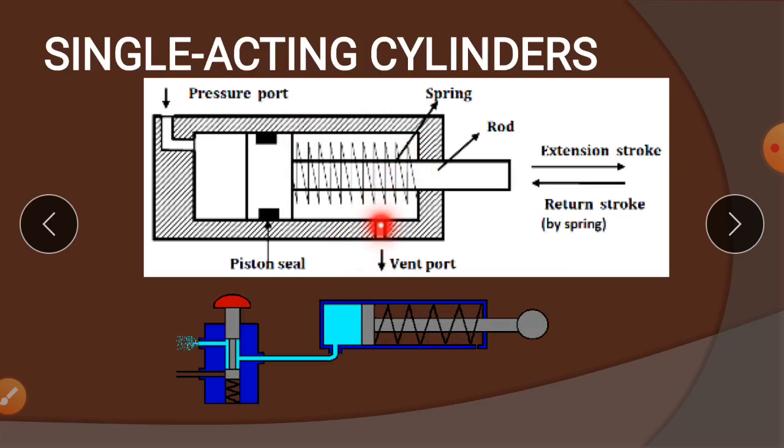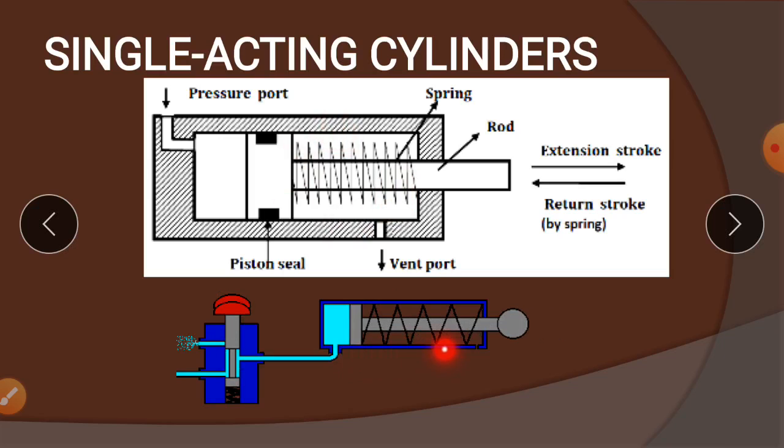One small port is provided here to remove the excess or trapped air which is present in this portion during the retraction stroke. Like that, the operation takes place in the single acting cylinder.